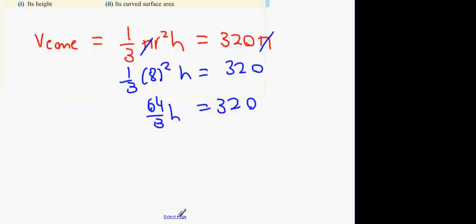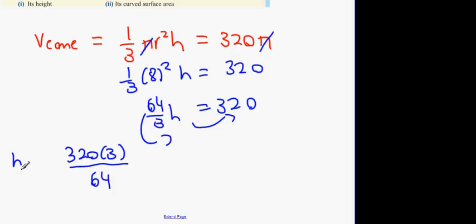You can do this two ways. The first way is you bring the 320, you bring the 3 up to the top, so it's 320 multiplied by 3, bring the 64 down to the bottom, and that's what h is. 320 multiplied by 3 divided by 64.